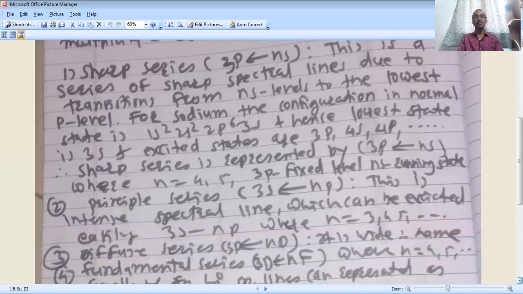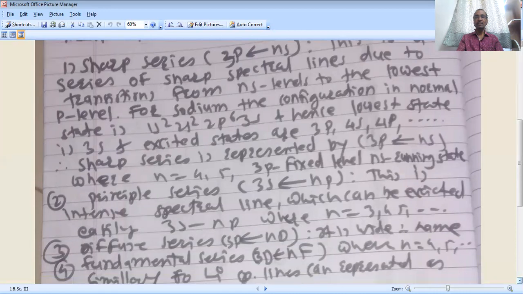Next, principal series. This is exactly opposite, the transition is opposite to the sharp series. It is transition from nP to 3S. This is the intense spectral line which can be excited easily. And the transition is from nP to 3S where n equal to 3, 4, 5. Okay. Therefore, this is the second series.